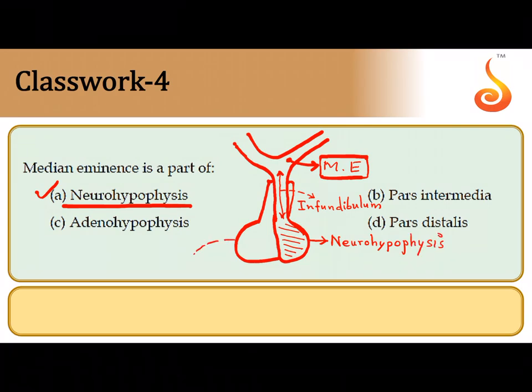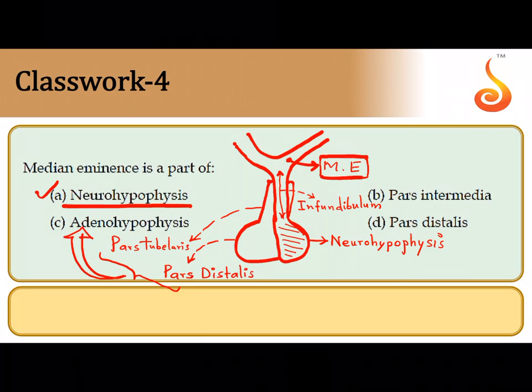And what is this part of the lobe? The bulged part in the front. This is pars distalis, isn't it? Pars distalis is the swollen part, and the tubular part we had learned is called pars tubularis, and pars distalis and pars tubularis collectively form the anterior lobe of pituitary. This anterior lobe of pituitary is called the adenohypophysis. So the answer to this question is median eminence, which is related to neurohypophysis. Okay.